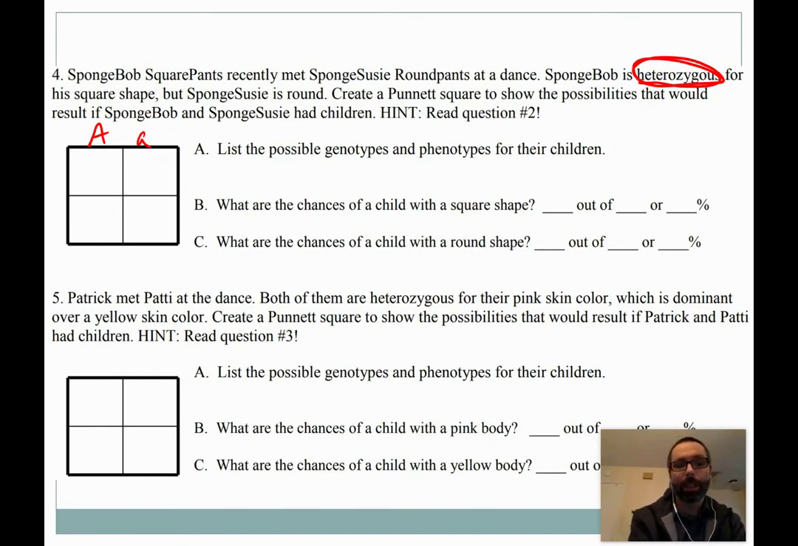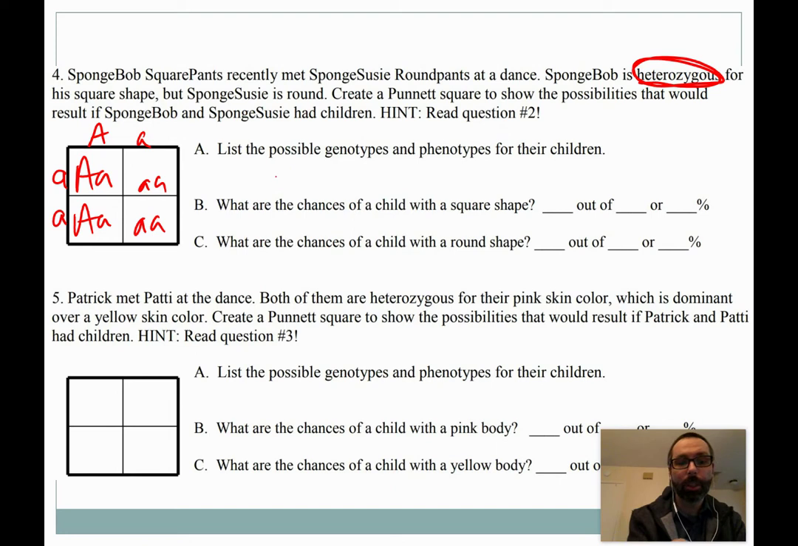Sponge Susie is round. There's only one way to be round. She has 2 little a's, right? So that's the hardest part. Read the question, figure out the letters. Now we can fill out the Punnett square and answer the questions.